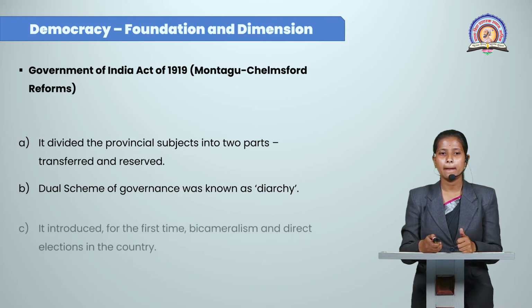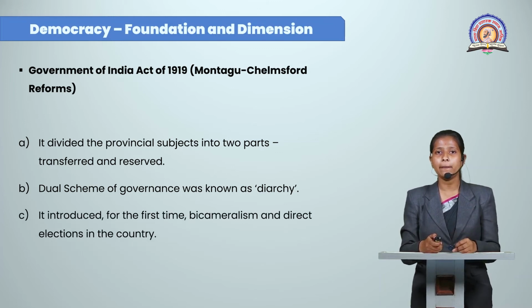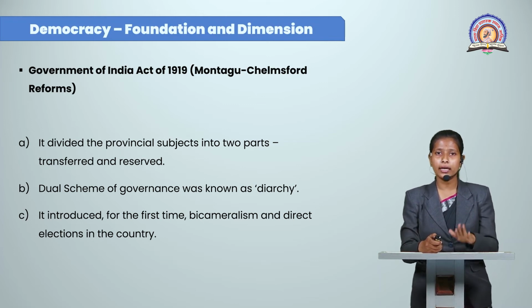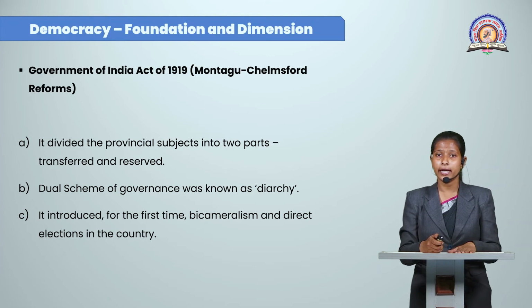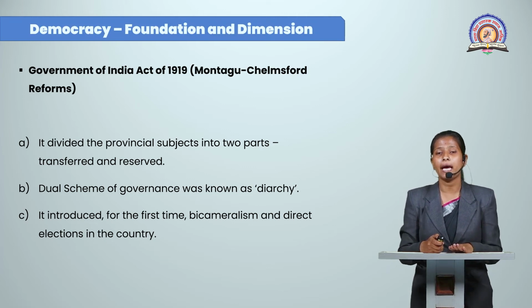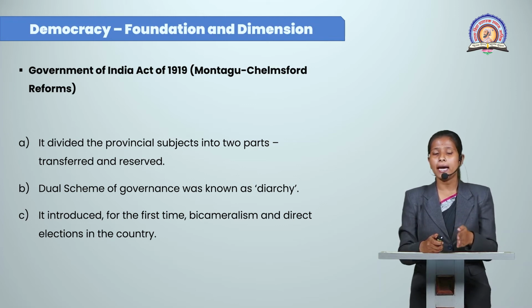After that, it introduced for the first time bicameralism and direct election in India. So the first direct election in our country was held under the Montagu-Chelmsford Reform Act 1919. Bicameralism means bi, two, and cameralism, house. So two houses were formed by the Government of India Act 1919, the Montagu-Chelmsford Reform Act.